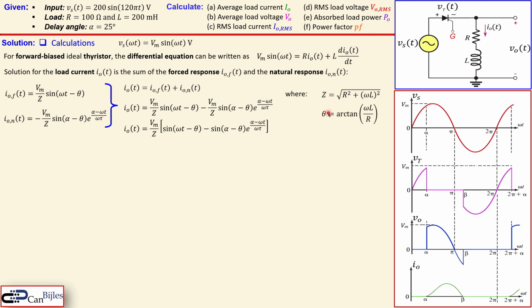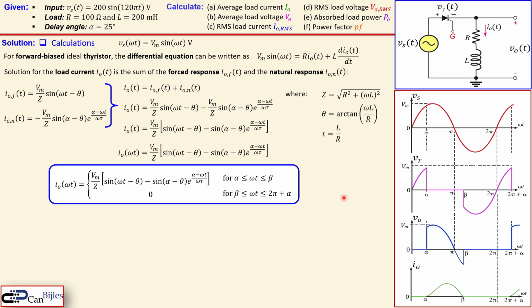The theta is the arctangent of omega L over R. And we also have a time constant, which is L over R. Okay. And then if you do that and also convert the t into omega t, you have this expression here. Now in total, the load current can be given by this expression.